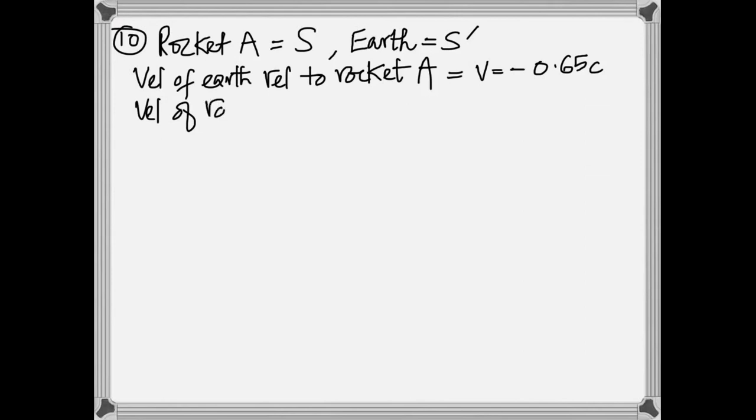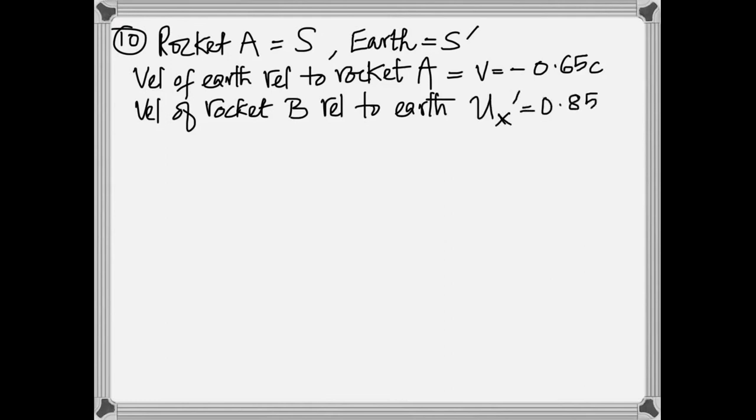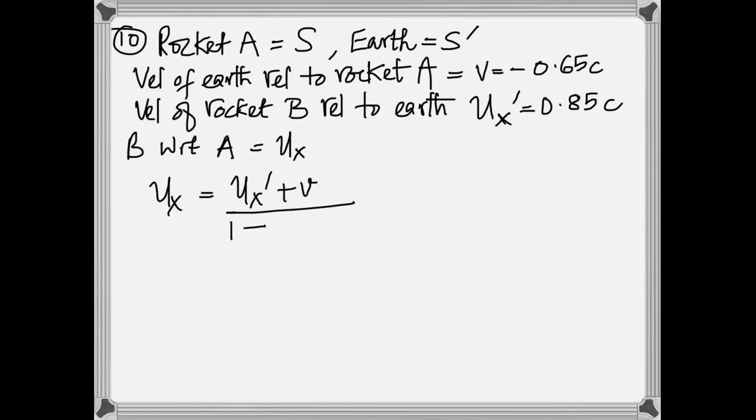And then the velocity of rocket B relative to the Earth, that's going to be ux prime, which is 0.85 c. And you have to find ux, B with respect to A, and the formula is ux prime plus V by 1 plus V ux prime by c squared. After you get all that, it's so easy. Just plug in the numbers and calculate carefully.